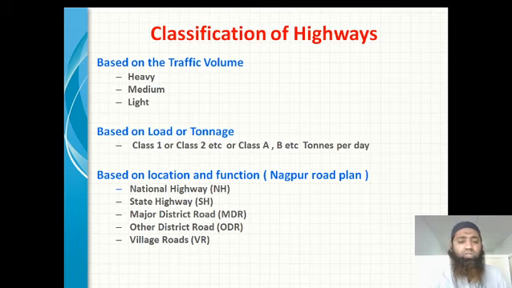Now, based on the load or tonnage, you can see class 1, class 2 or class A or B. As you can see, we have different classes of loading also. Class A tracked vehicle, in which the army vehicle comes, is because it has a very high load. It has about 700 kilonewtons of load.